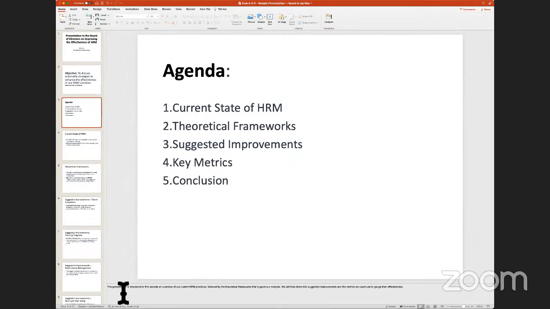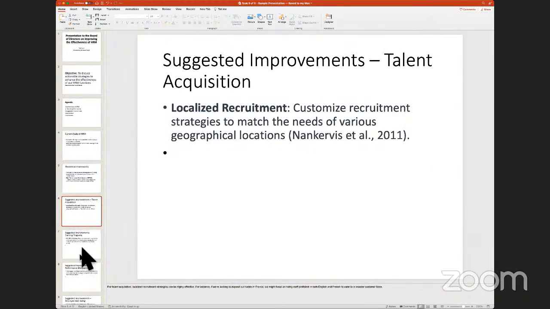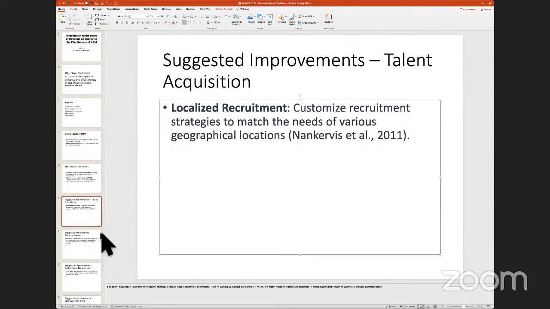Even for the agenda slide, I've said my presentation is structured to provide an overview of the current HRM practices. This will be followed by theoretical frameworks, followed by a support on our analysis. And then I will delve into suggested improvements and metrics on how we could gauge the effectiveness of the suggestions and the implementation of the suggestions done. So for each slide, I have put in some words as if I'm going to be presenting this, and what I'm going to be presenting, the verbatim or the speaker notes, have been put underneath the slides. You can put them onto the Word document as well, not a problem.